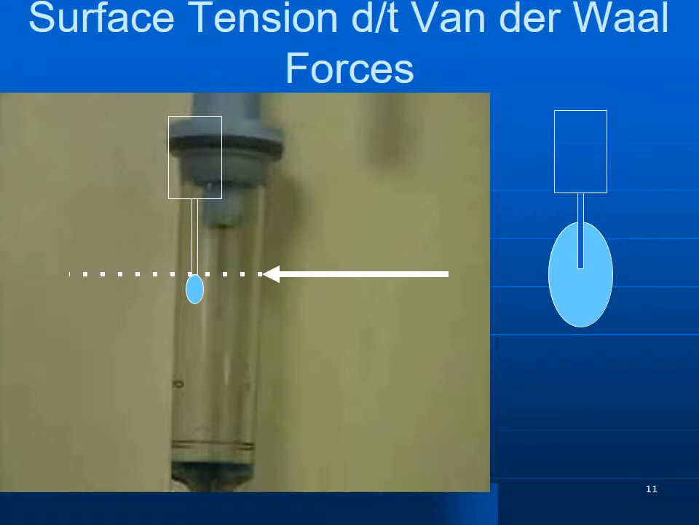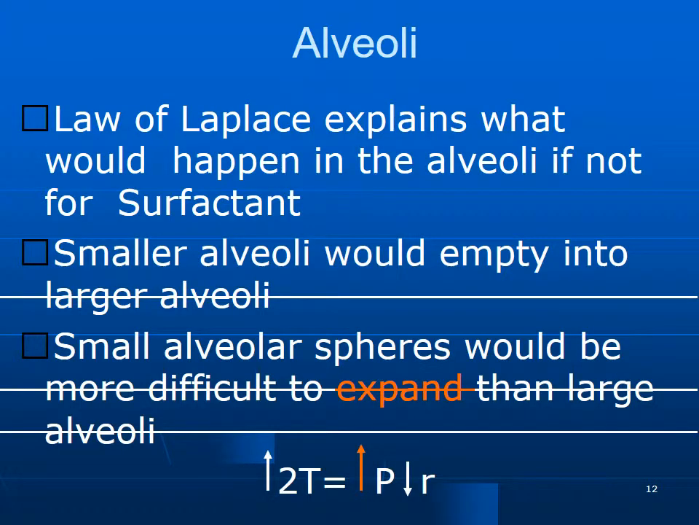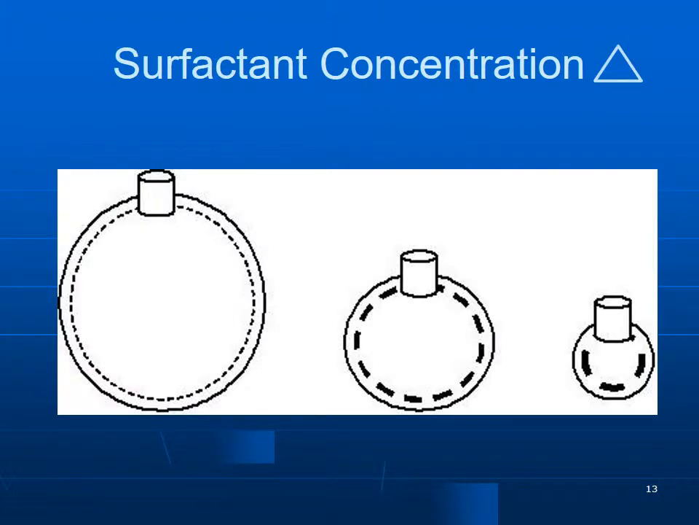And that's where surfactant comes in. Surfactant is like the antidote to the problem. It changes those interactions in the surface and keeps that from occurring. So without surfactant, we would have much more atelectasis than we do.